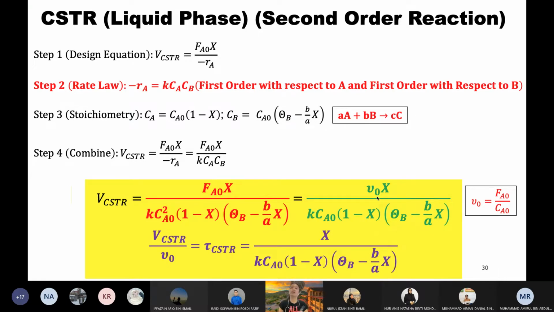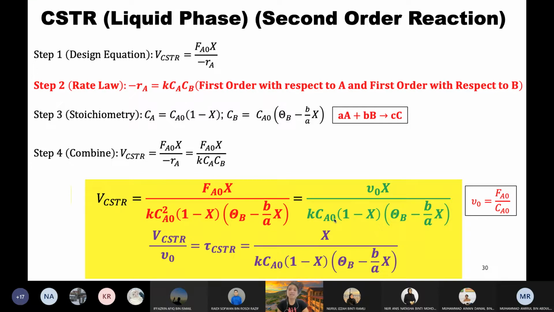Okay, then you know we have a second version. The first version is when we know FA0, we know CA0. The second version is if we are given epsilon naught, the inlet volumetric flow rate. So the volume of the CSTR equals epsilon naught X divided by kCA naught in bracket 1 minus X, in bracket again theta B minus b/a X. If you are wondering why the second version has CA naught while the first version has CA naught squared, it is because in the first version we have FA0 on top. So the top FA0 we divide with one CA0 at the bottom. That's why we get epsilon naught on top. But we can only cancel one CA0, so another CA0 remains. That's why at the bottom you have another CA0 that cannot be cancelled or divided.